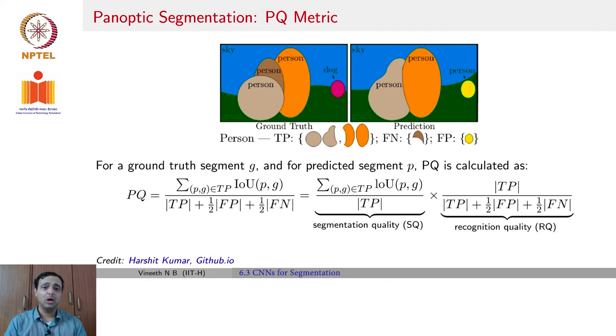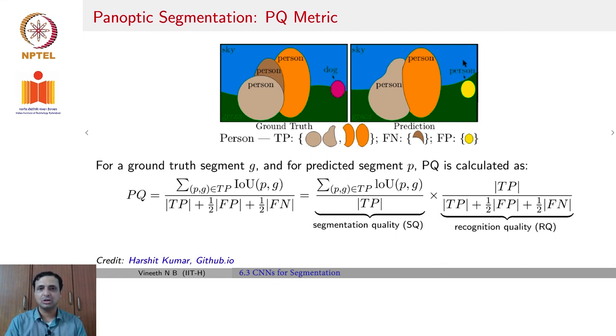How does the PQ metric work? You can look at this example here. Let's assume that this is your correct ground truth. There is sky, there is grass, there are three people, that's the instance segmentation part of it, and then there is a dog. Let's assume now that whatever model we came up with predicted it this way. The sky, it got it right. The grass, it got it right. The dog became person, and instead of three people, it only predicted two people, where it combined two of these people.